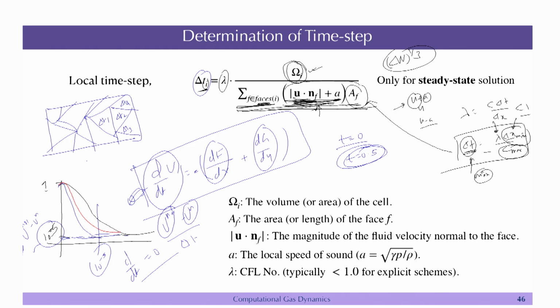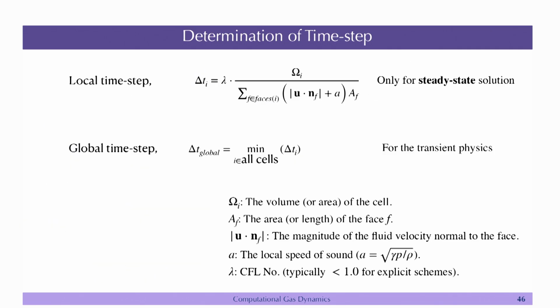So, what you need to do is take the minimum of all those delta t i. You calculate the delta t at every cell, and then you take the minimum of all those and use that delta t for marching in every single cell. That is called global time stepping. You use this minimum of all delta t i and call it the global time step, and this is good for transient physics. These things are self explanatory: this is the volume, area, u dot n is the magnitude normal to the face, c is the speed of sound which is always positive, and the CFL number is typically less than 1 for an explicit scheme.